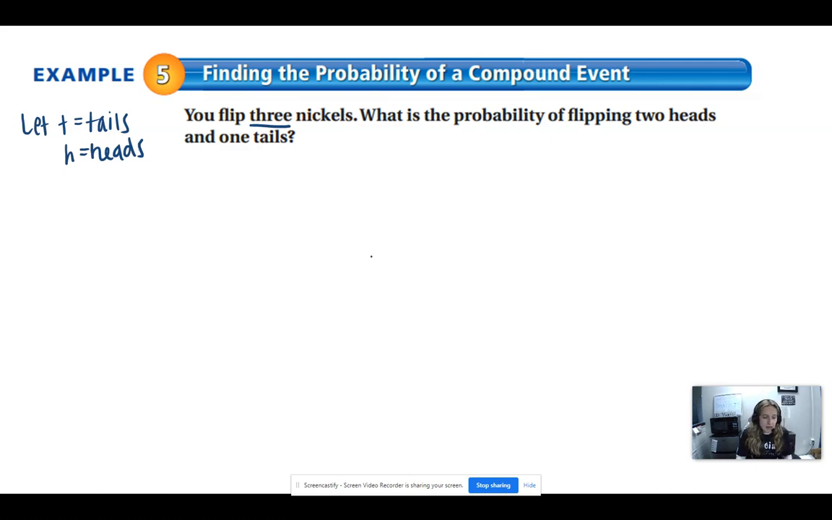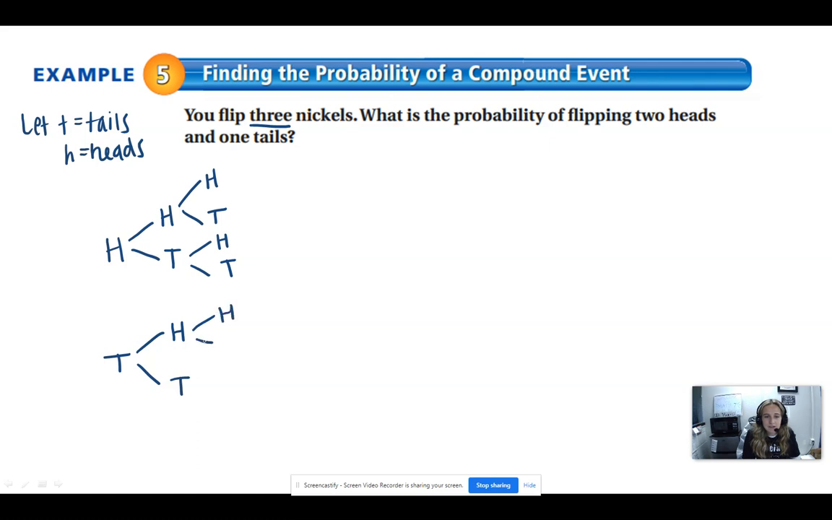The first time I flip a coin, what are my 2 options? It's either going to be a heads or a tails. Now the second time I flip it, if I flipped a heads first, what are my 2 options? It's either going to be a heads or a tails. Same with this one. The third time I flip the coin, again there are the same 2 options, either heads or tails. This tree diagram is going to tell me every single option.